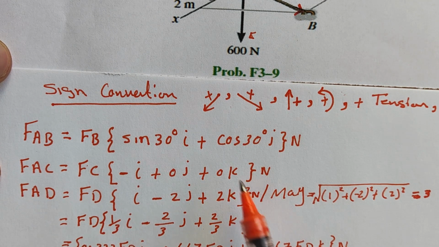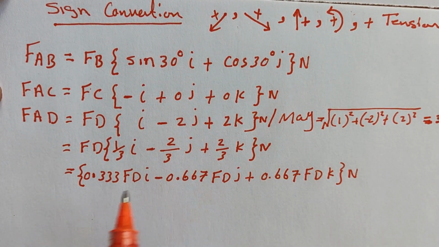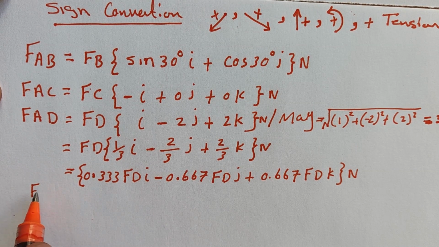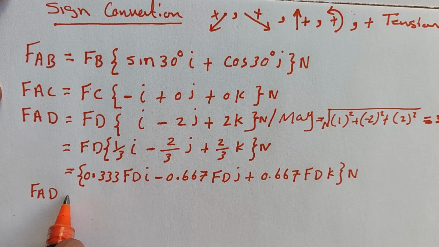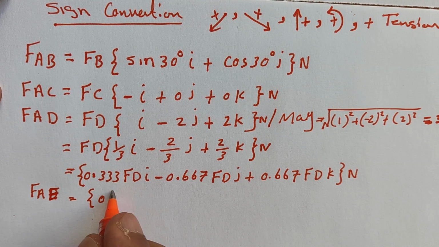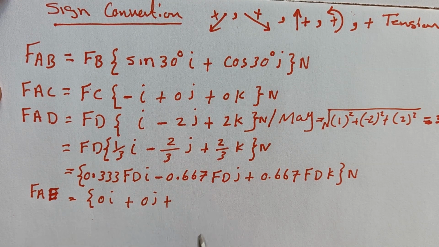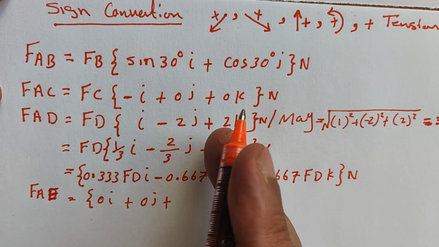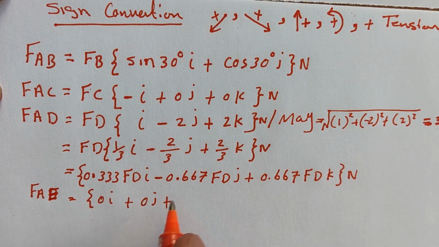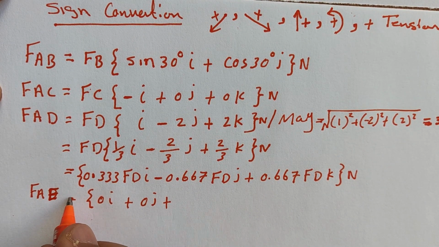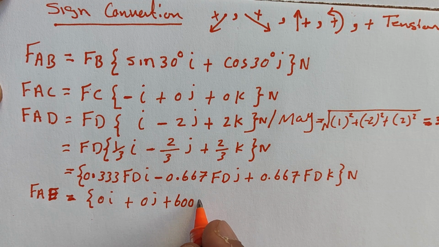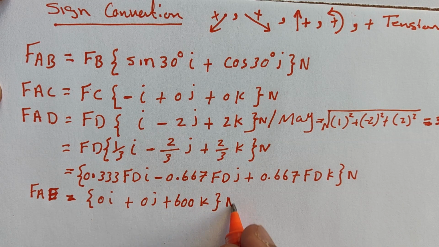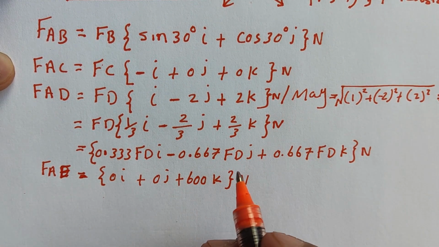So now once we represent everything in a Cartesian form, FAE will equal 0i plus 0j plus 600 Newtons on the k components. So this is all of the forces acting in there.